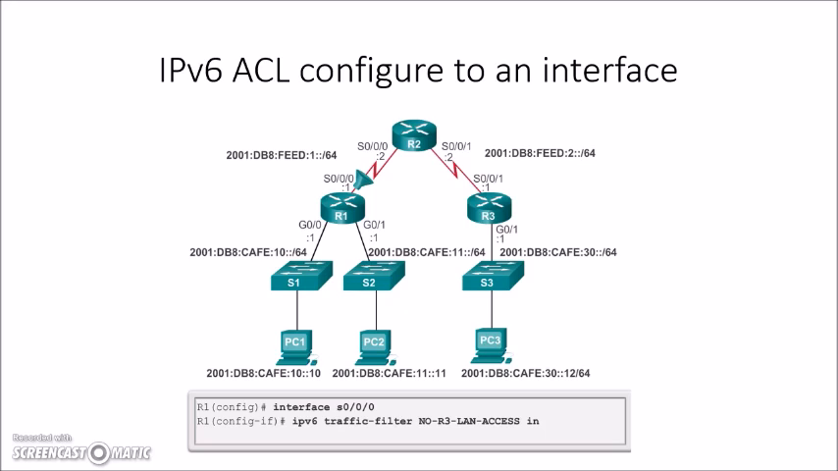IP version 6 ACL configured on an interface. As with IP version 4, it's really easy to configure on an interface. You only have to use the ipv6 traffic-filter command with the name of the named ACL you have created before, and put the in command to apply it to that interface.